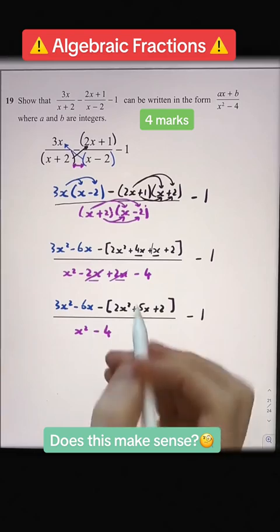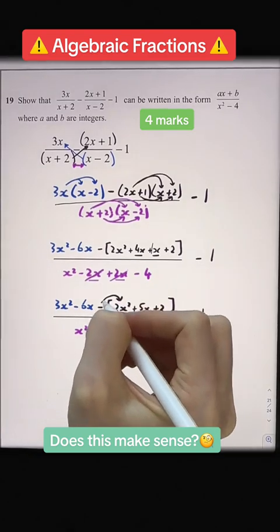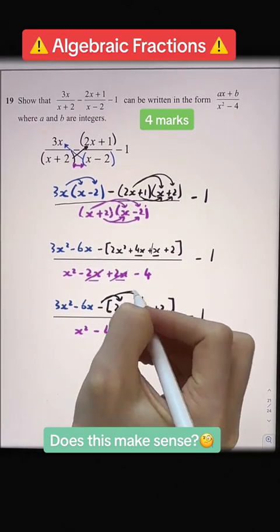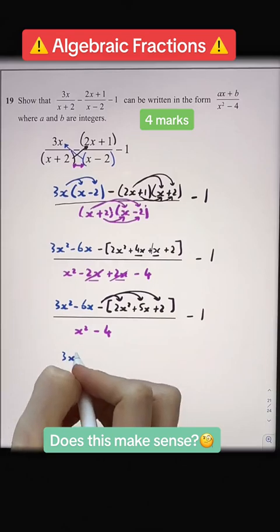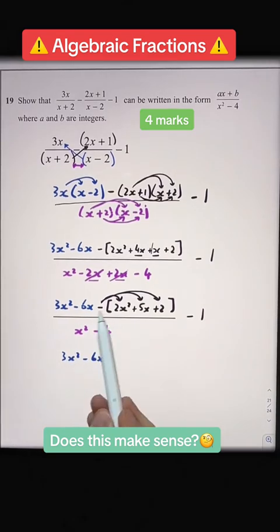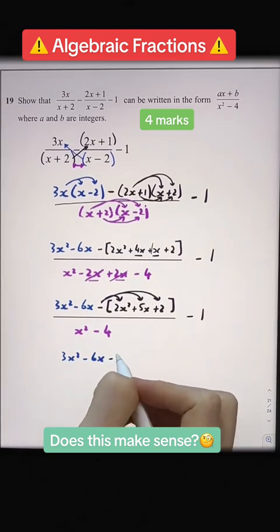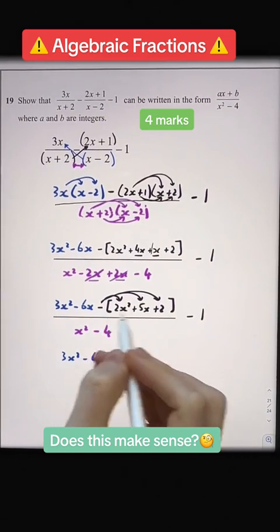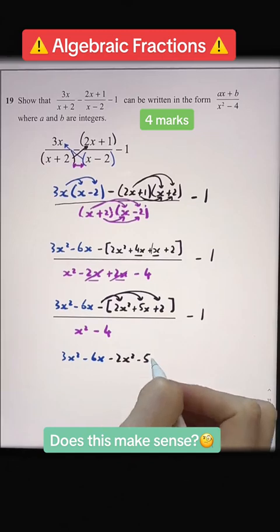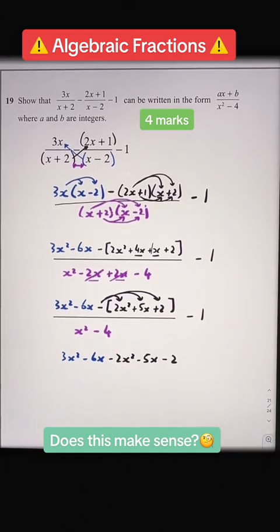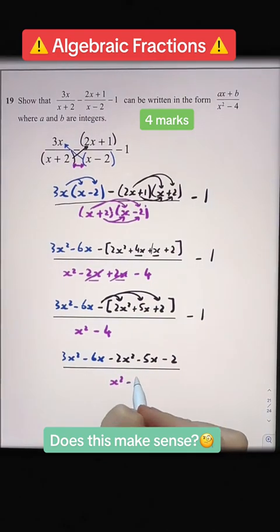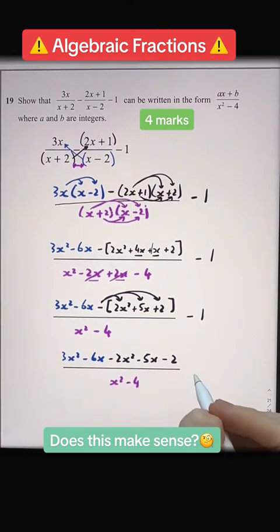I'm now going to bring in the minus on the top. That minus will multiply each term inside my brackets. So I've still got my 3x squared. And I've still got my negative 6x. So minus times 2x squared will give us negative 2x squared. Negative times 5x will give us negative 5x. And negative times positive 2 will make it negative 2. And on the bottom, I've still got x squared minus 4. And I've still got this negative 1.